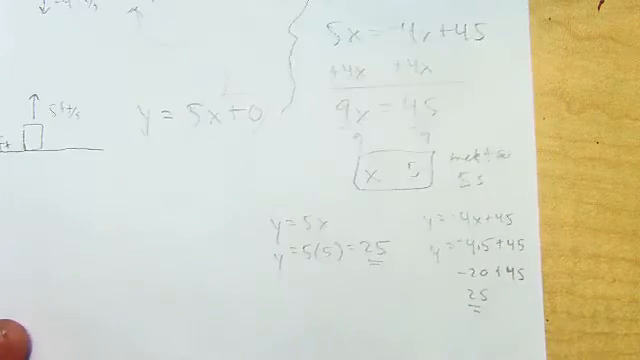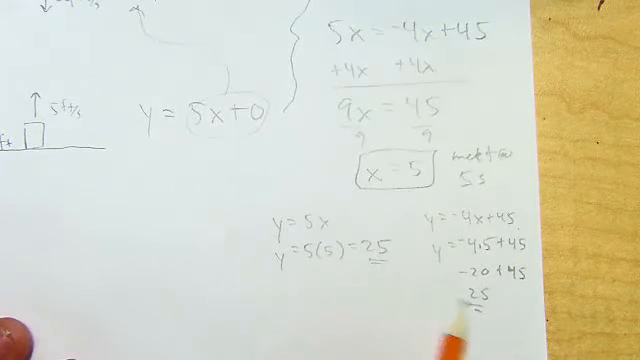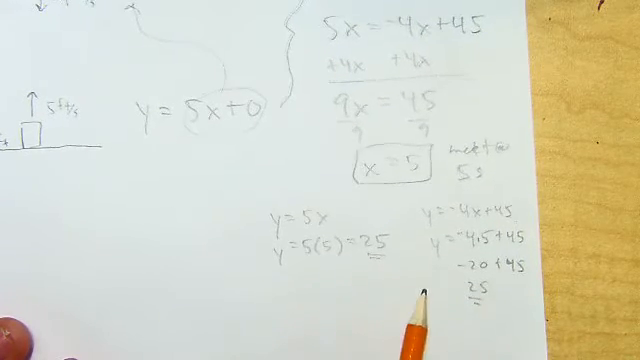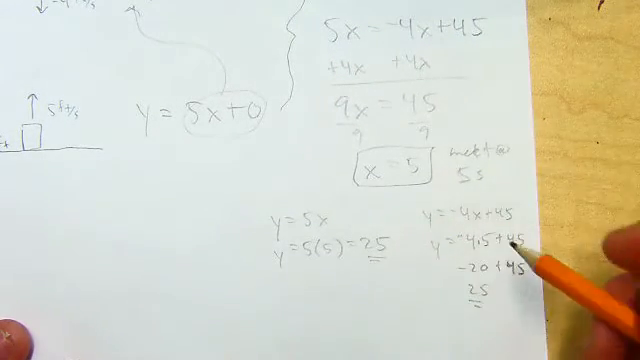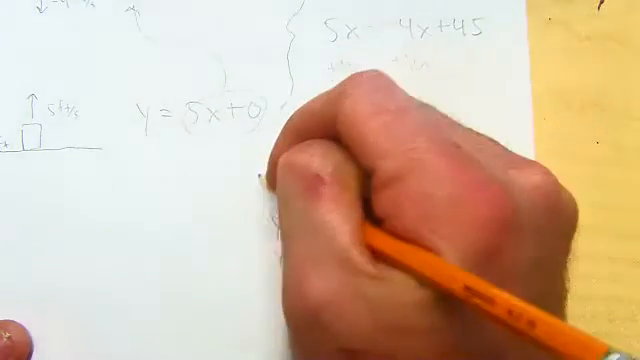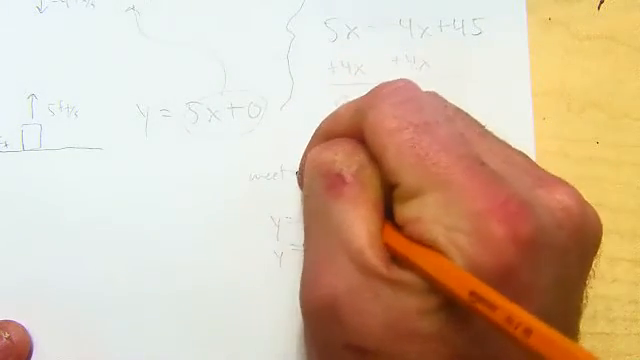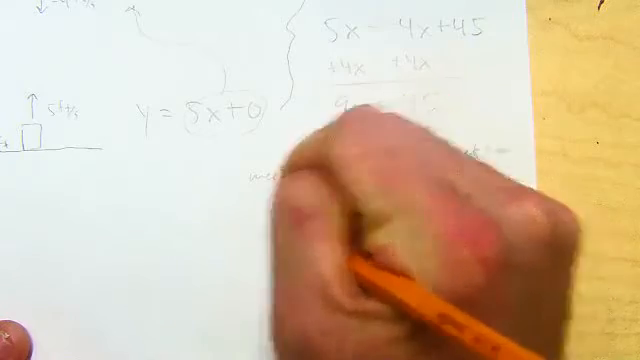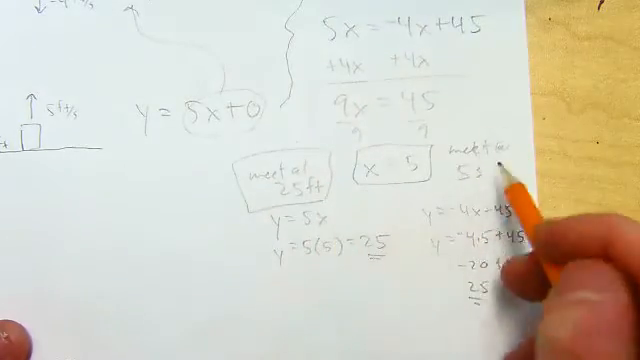So all that's saying is at 5 seconds, both of these elevators are at 25 feet. So you could solve either one, I guess. Plug it in here or plug it in there. They meet at 5 seconds. They meet at 25 feet off the ground. That's the 2 things you need to answer.